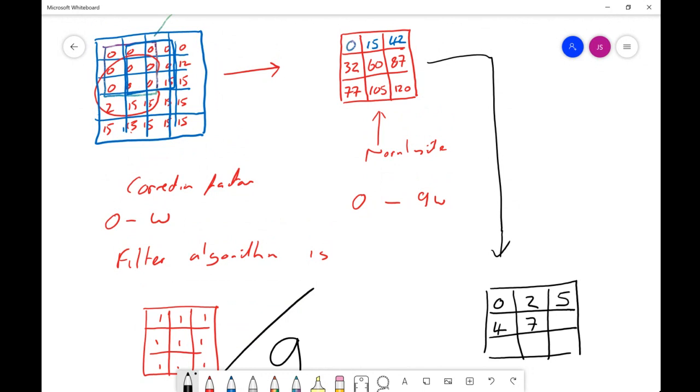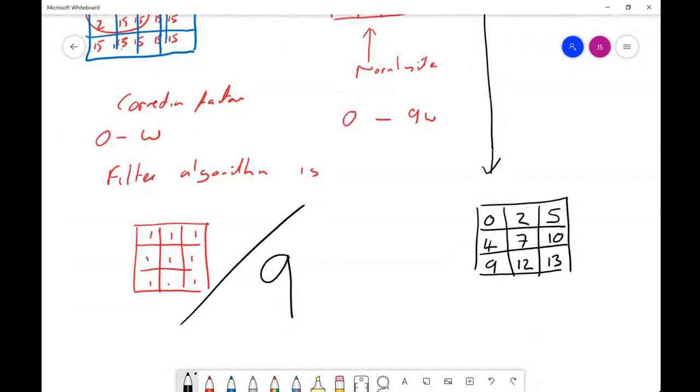87 is going to be 10, I think. 77, I think, is going to be 9. 105, I think, is going to be 12. And that is going to be 13. So there we now have our low-pass filtered image.